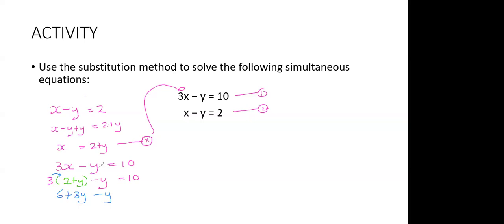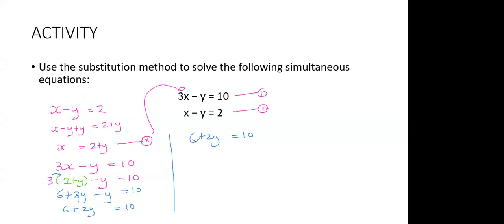It is not on the y. So x is equal to 10. Then I continue and I say 3y minus y is 2y. So I'll have 6 plus 2y is equal to 10.